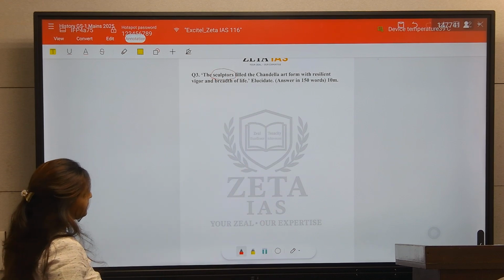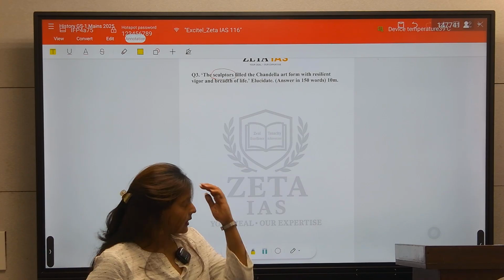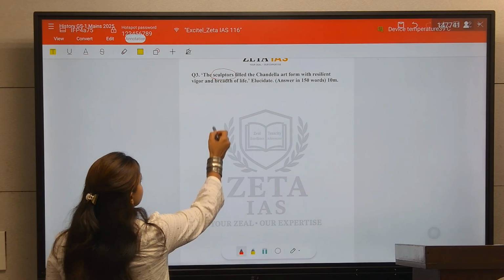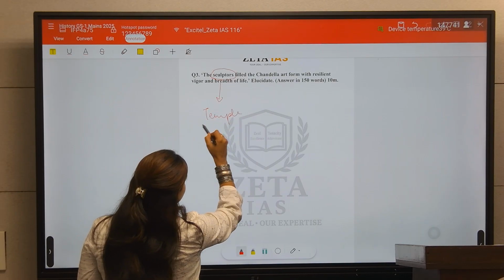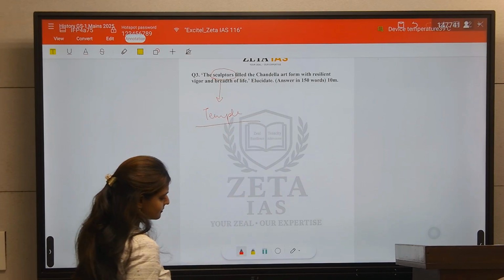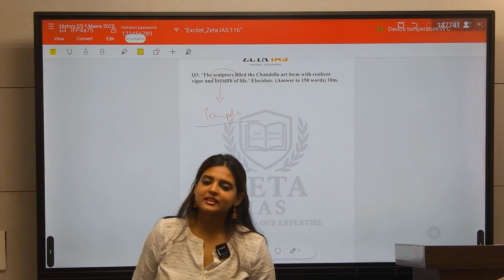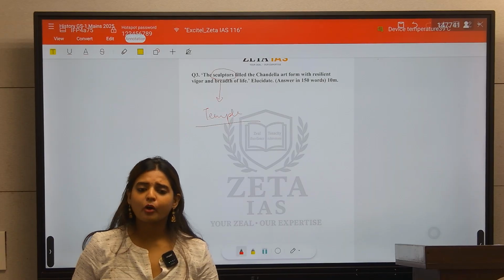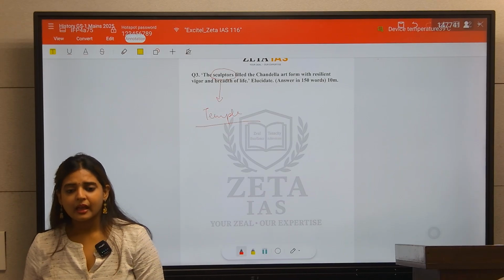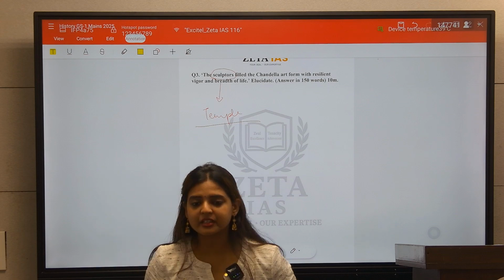So here you can see that the question is talking about the sculptors. Sculptors means the temples. The sculptors are the human. So the temples that were made, the temples that were constructed during the Chandela period. The Chandela dynasty ruled from 9th to 13th century. They were patrons of temple art form, and in central India, mostly in the Bundelkhand region.